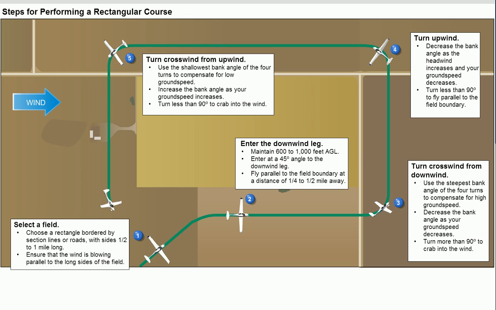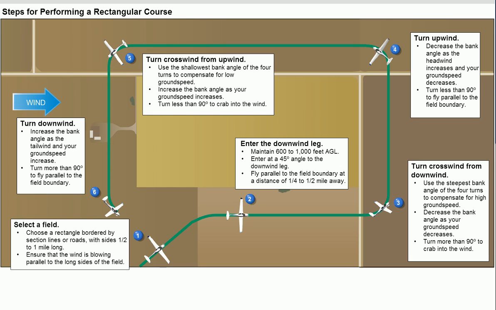As you reach the edge of the field, turn downwind. Increase the bank angle as the tailwind and your ground speed increase. Because you have a crab angle into the wind on the crosswind leg, turn more than 90 degrees to fly parallel to the field boundary.